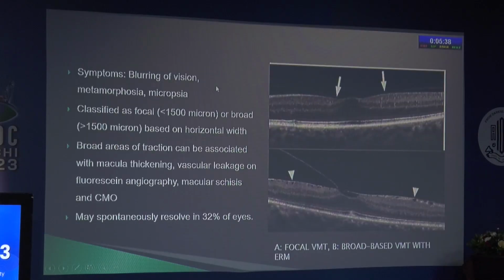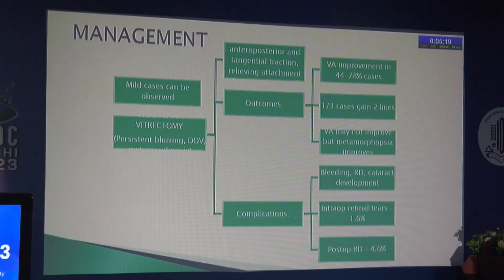What are the symptoms? The patient may come to you with the complaint of blurring of vision, but the most important feature is metamorphopsia or micropsia. So, like VMA, it is also classified as focal and broad. It may spontaneously resolve in 1/3 of the patients. So when will you intervene in case of VMT? For blurring of vision, we will not intervene, but for metamorphopsia, which is significant, we can intervene even with good vision. So when there is persistent, significant blurring, or there is metamorphopsia.